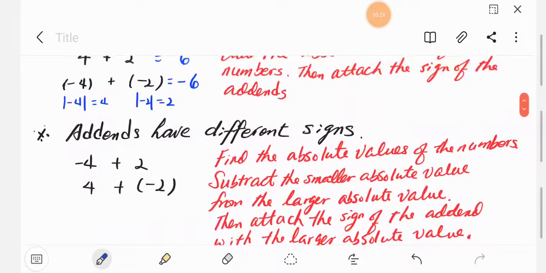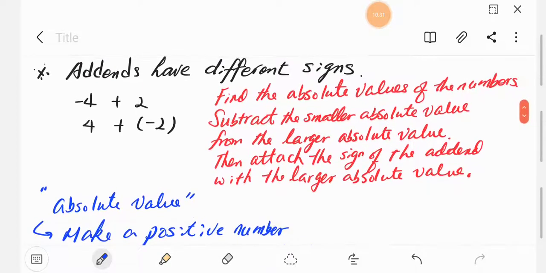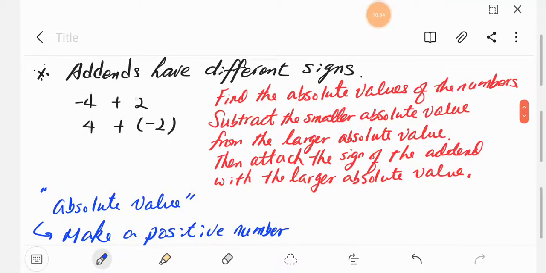Okay, next one is addends that have different signs. Look at these two numbers. These two numbers are called addends, right? So negative 4, the first number, is a negative number, and the second number, 2, is a positive number. So when you add two numbers with different signs, this is how we do it. Find the absolute value of the numbers. So negative 4, what's the absolute value of negative 4?